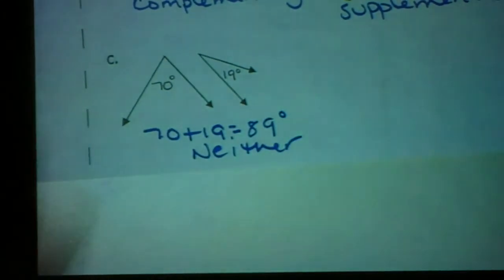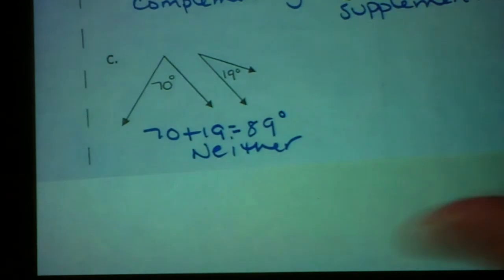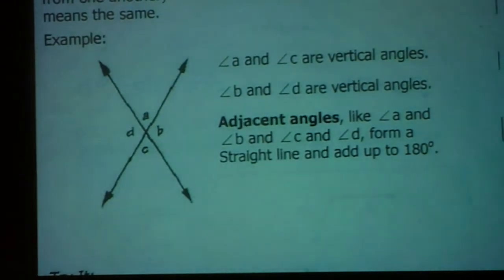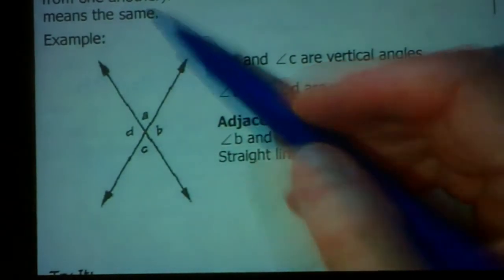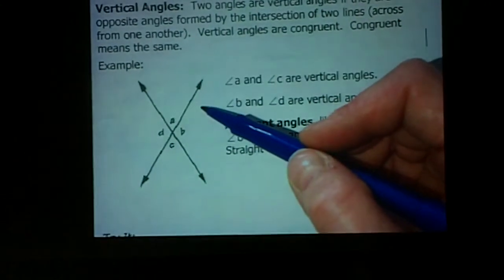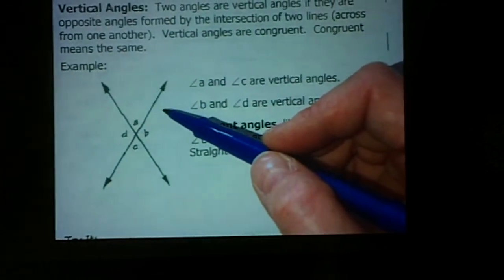All right, I know you think you're finished because we're done with the front side, but we're not. Turn it over. Another kind of angle, vertical angles. Two angles are vertical angles if they're opposites. They're just across from one another. And vertical angles are congruent. Congruent means they are the same.